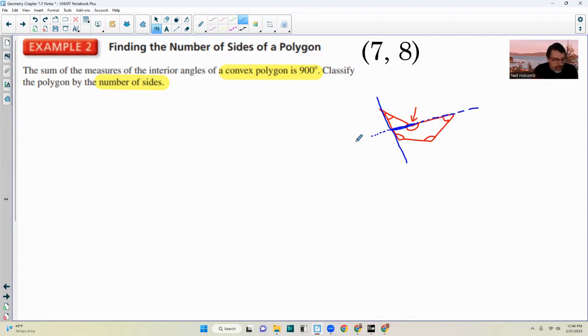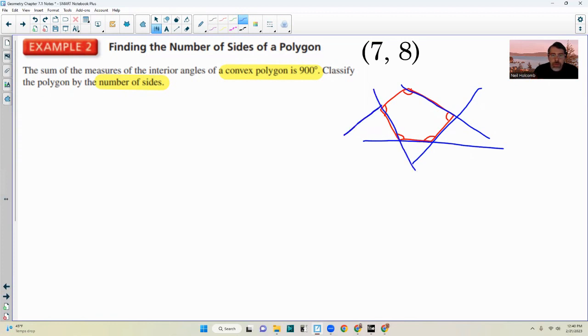That is concave. So let me go back to my convex polygon that I had right here. Extend this side, you're never going inside. Extend this side, you're never going into the interior. Same with this one, same with this one, and same with this. You never go to the inside. Every side extended will continue outside of the polygon. That is the definition of a convex polygon.